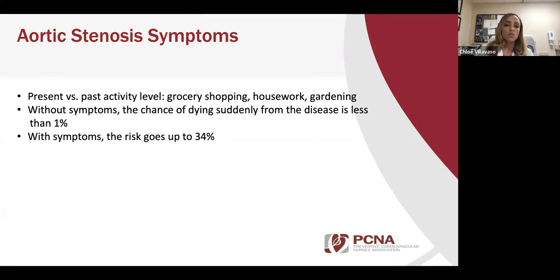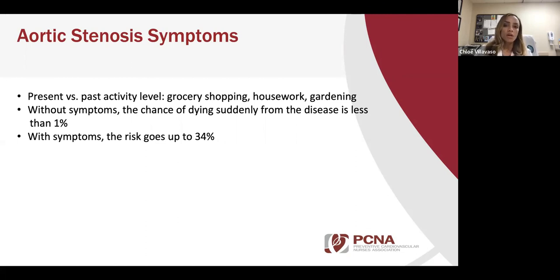It's important to ask questions like, who does your grocery shopping? Do you do your grocery shopping? Do you walk around the store? Do you have to get a wheelchair? Do you do your own housework? How much housework do you do? Gardening, and assess the level of activity.